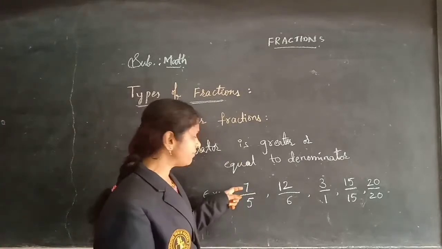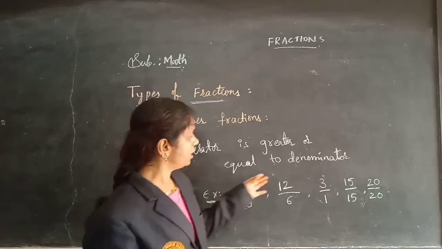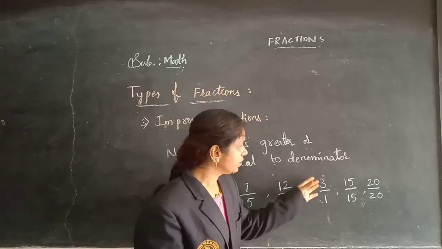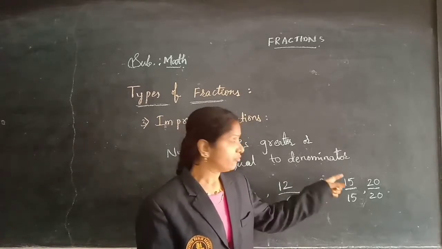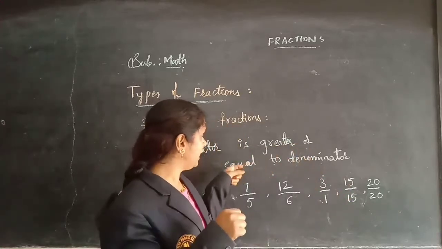See here, 7 by 5. 7 is greater than 5, so it's improper. 12 by 6. 12 is greater than 6, so improper. 3 by 1. 3 is greater than 1, so improper. 15 by 15. Greater or equal, I said.